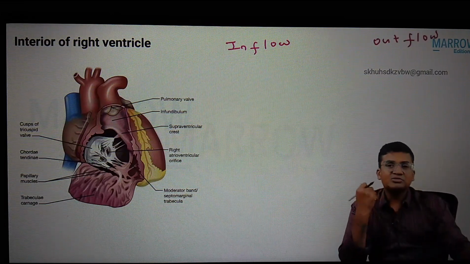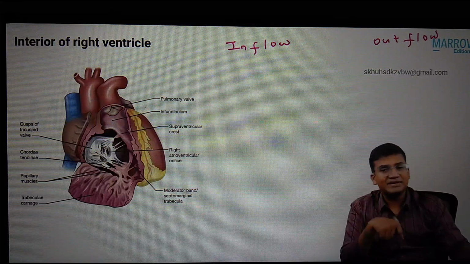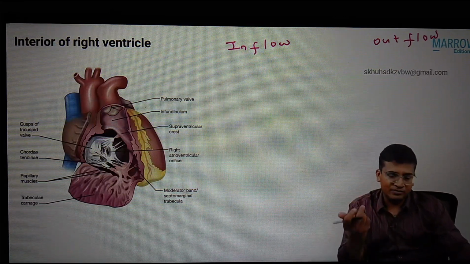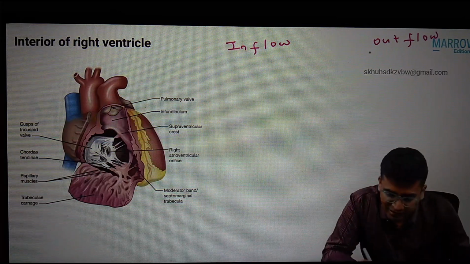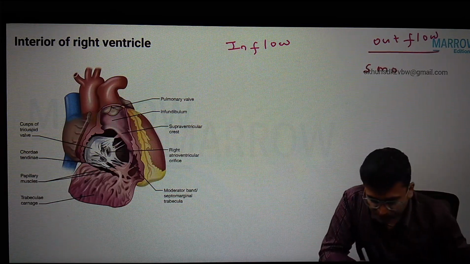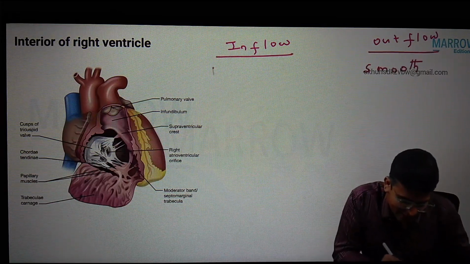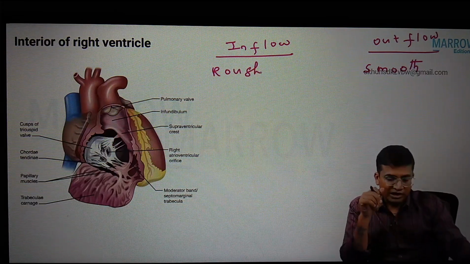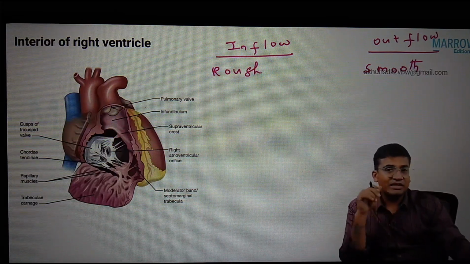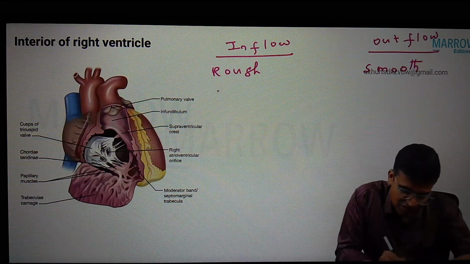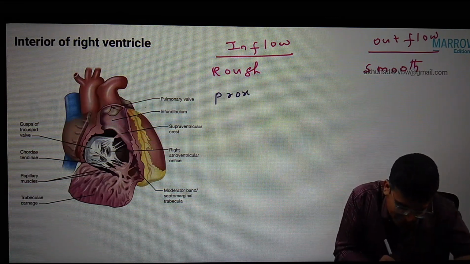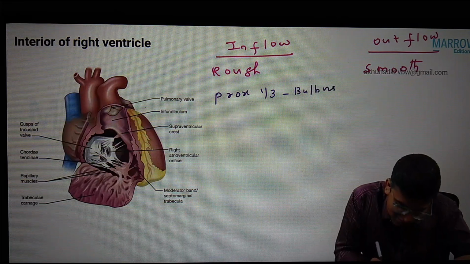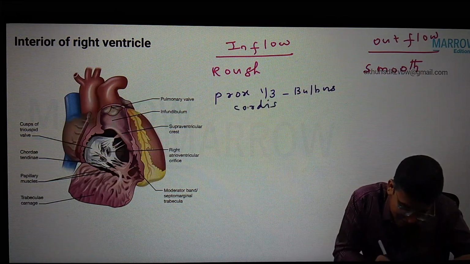The inflow part receives the blood from the right atrium. The outflow part gives the blood to the pulmonary trunk. Now, see the outflow part. The outflow part is smooth. The inflow part is rough. The inflow part is derived from the proximal 1/3 of the bulbus cordis.